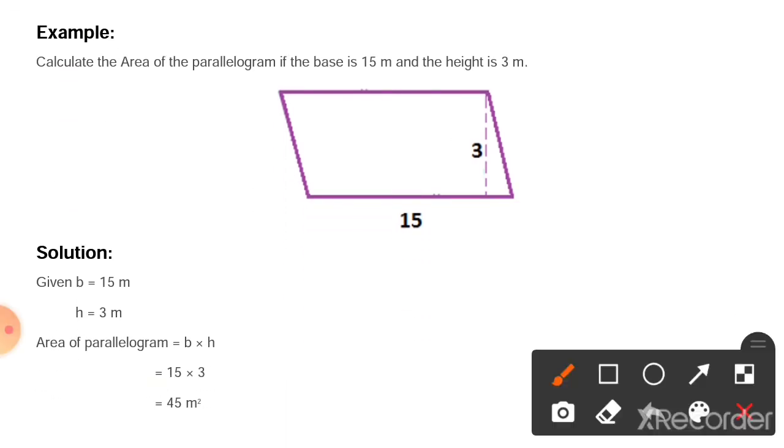Now take one more example so we can understand how to find the area of a parallelogram. The given data is: base is 15 meters and height is 3 meters. So area of parallelogram is base multiplied by height, it means 15 multiplied by 3, which is 45 meter square. This type of question may be asked in your exam from this chapter, because we know the formula for the area of a parallelogram. I am taking this example so you can understand which type of questions can be asked from this chapter. Okay, students?